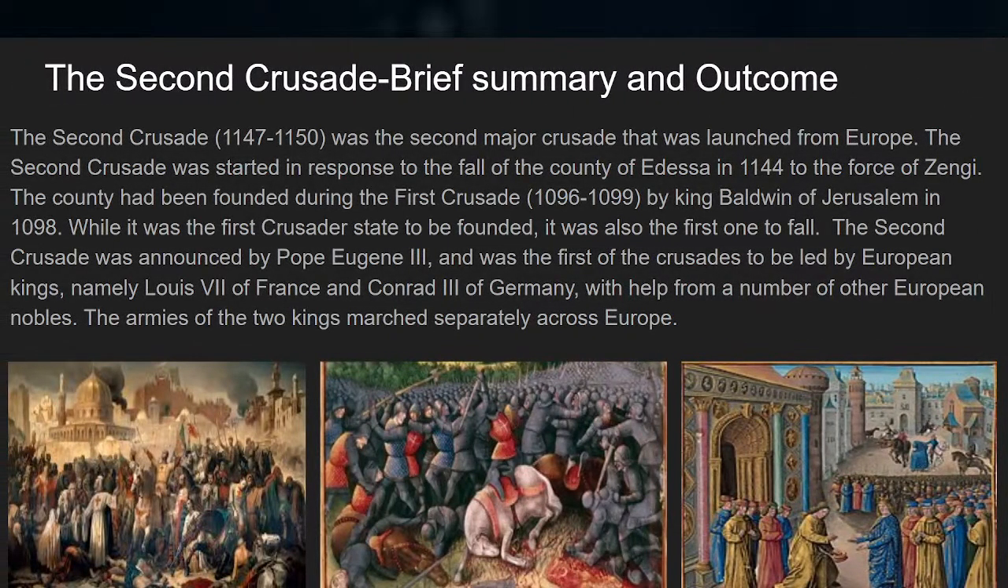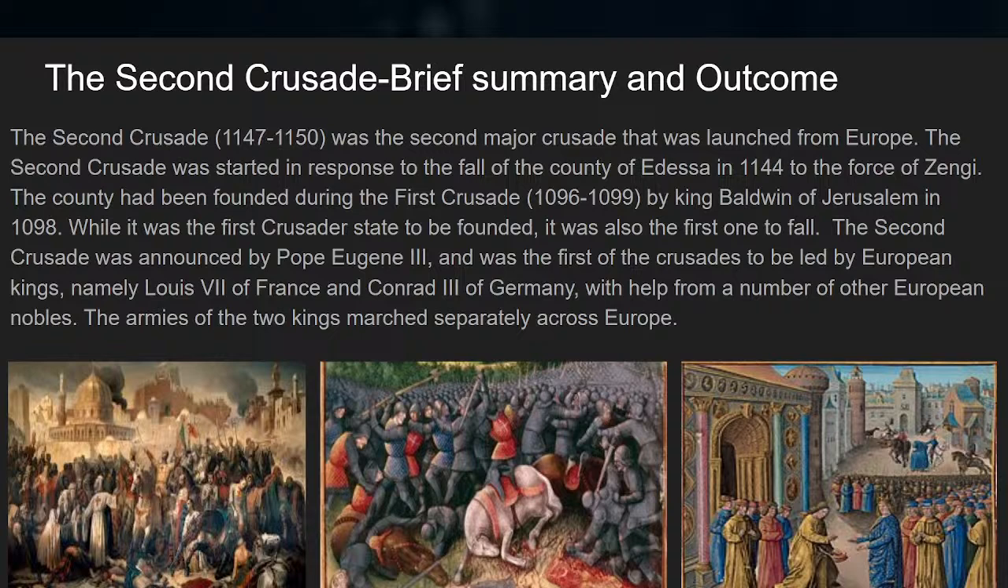All right, here's the Second Crusade, brief summary and outcome. The Second Crusade, 1147 to 1150, was the second major crusade that was launched from Europe. The Second Crusade was started in response to the fall of the County of Edessa in 1144 to the forces of Zengi.